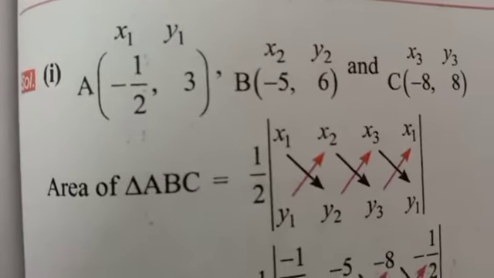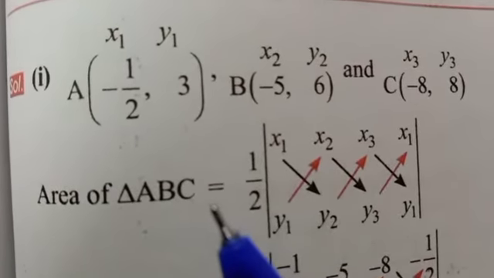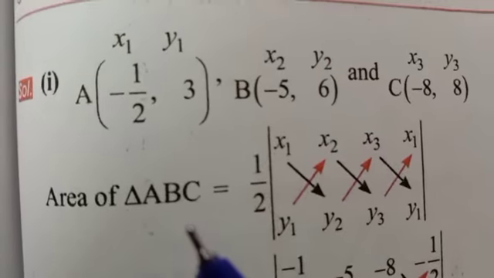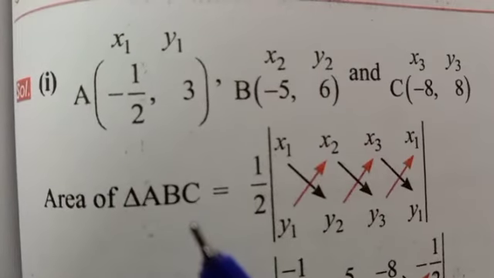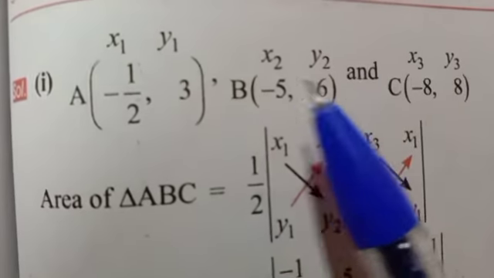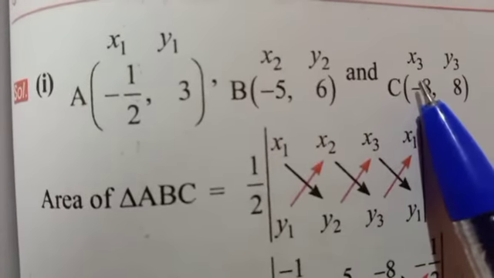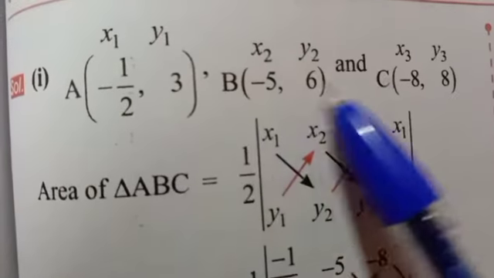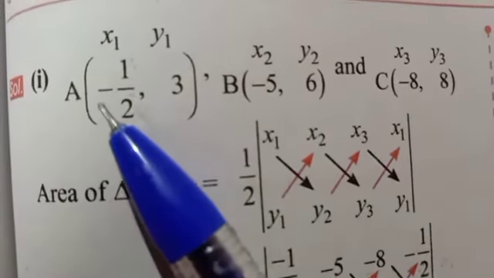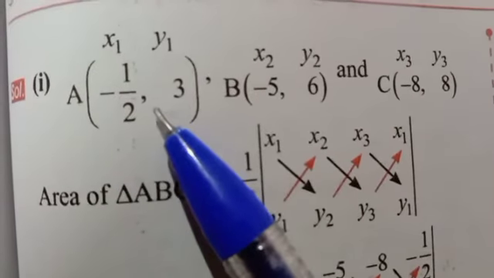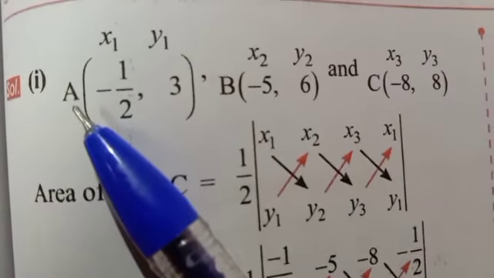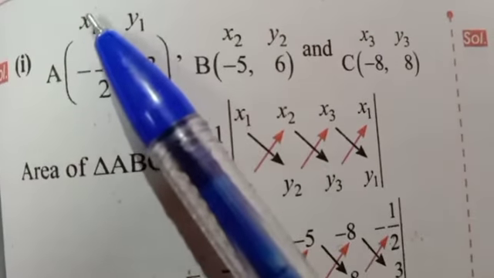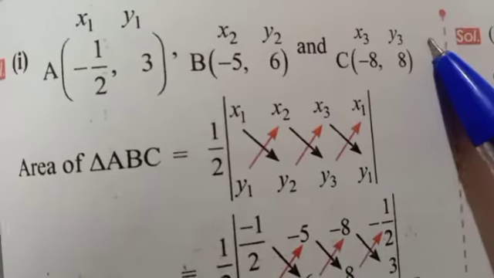Listen students, for this problem you need not draw the graph, because it is already given; we have to check whether they form a collinear. We want to check that the 3 points are collinear. Collinear means they lie on the same straight line. So you have to take the points in order. No need to draw the graph. Directly take the given points continuously: first point is A, second point is B, third point is C. Then you assign x1, y1, x2, y2, x3, y3.